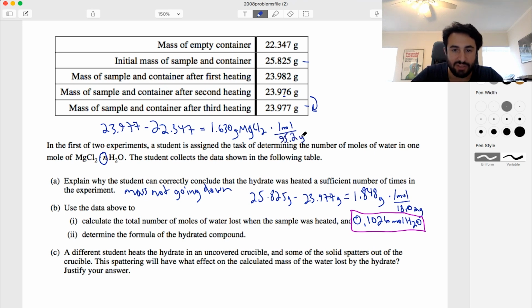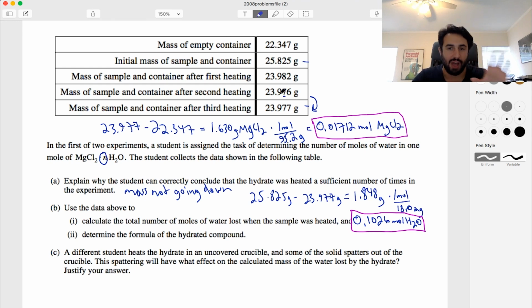95.2 grams, that's just the molar mass of MgCl2. We can get that from the periodic table, and that is going to give us 0.01712 moles of MgCl2, right? So that's very important. In that sample, the mass of the sample in the container, the hydrate with the MgCl2 with all the water, that was this many moles of MgCl2 and this many moles of water. And so all we have to do is get the ratio, right?